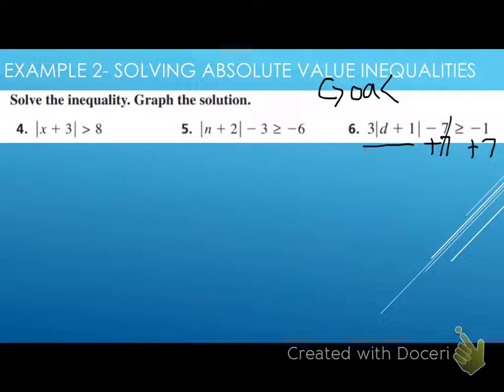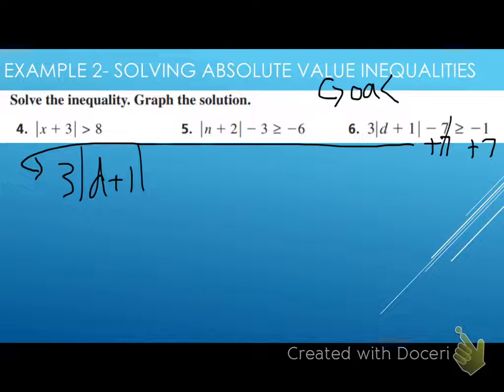Let's bring our work over here. So I get 3 times the absolute value of d plus 1. Negative 1 plus 7 gives me 6. Symbol flip or stay? Stay. We okay with that first step?